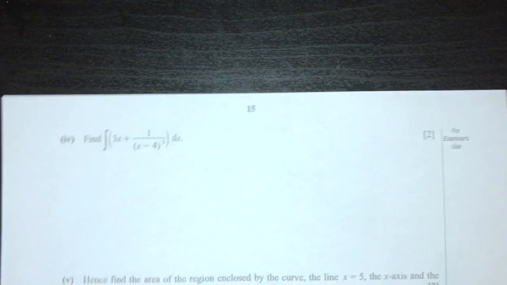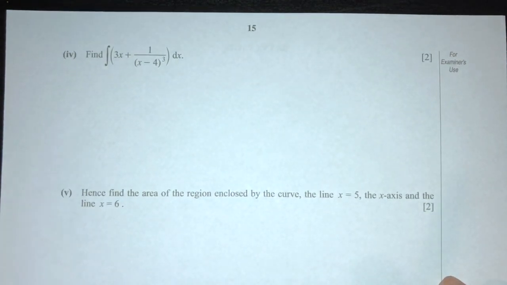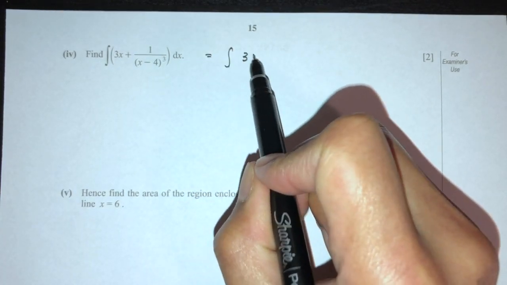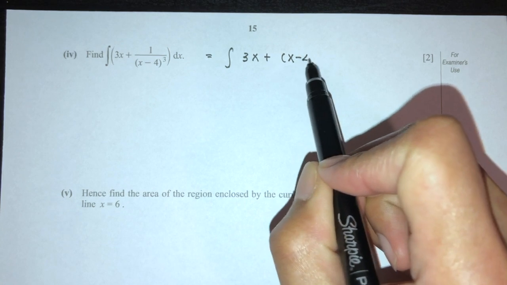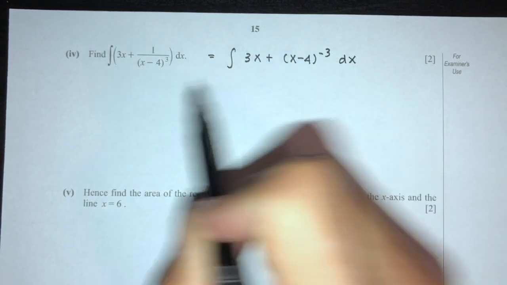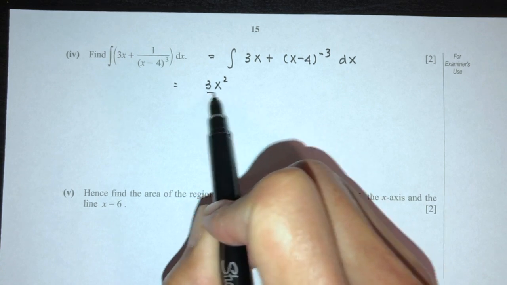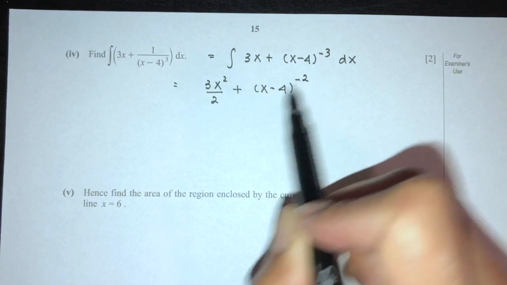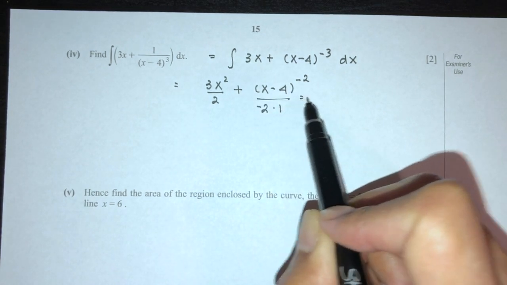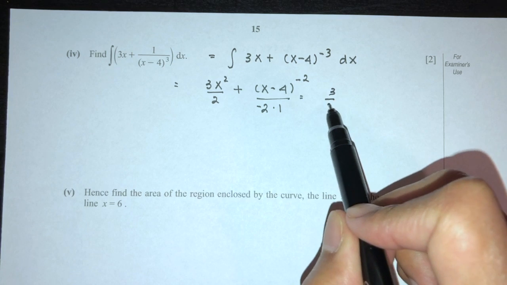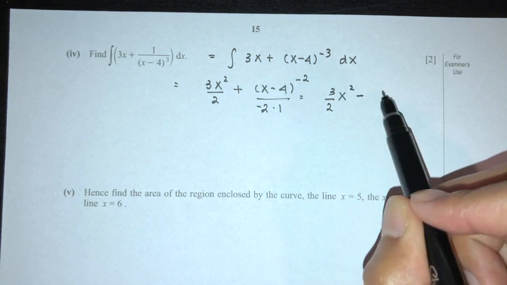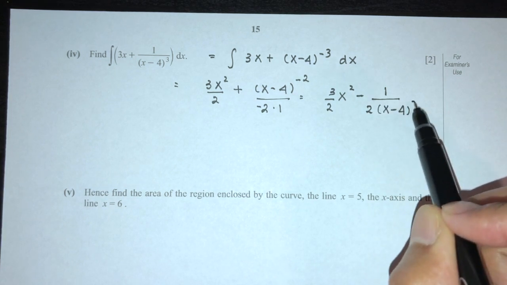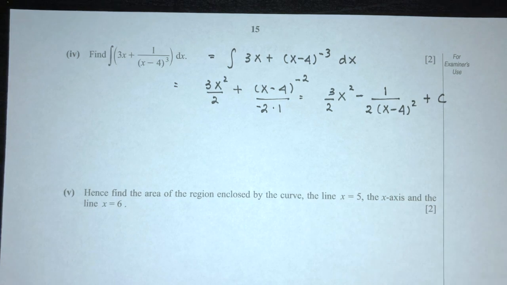Now part 4, we have to find the integration of this. So again, same thing, we have to simplify. That will become the integral of 3x plus (x minus 4) to the power minus 3 dx. That will be 3x squared over 2 plus (x minus 4) to the power minus 2 over minus 2. That will be simplified to 3 over 2 x squared minus 1 over 2(x minus 4) squared plus c. This is your answer for part 4.